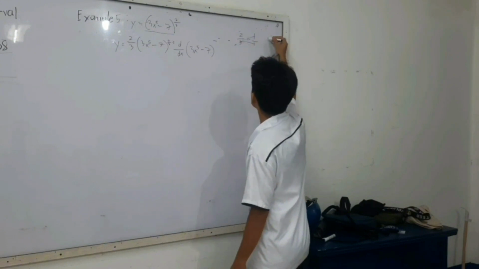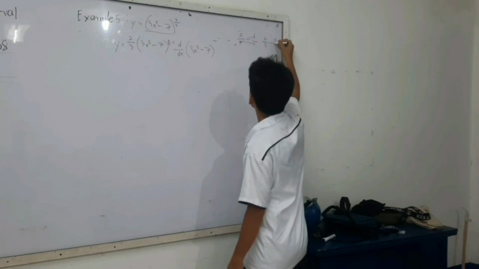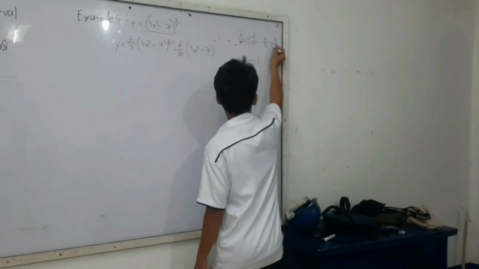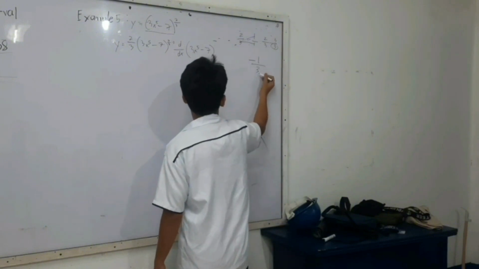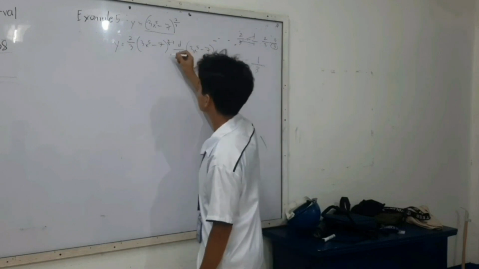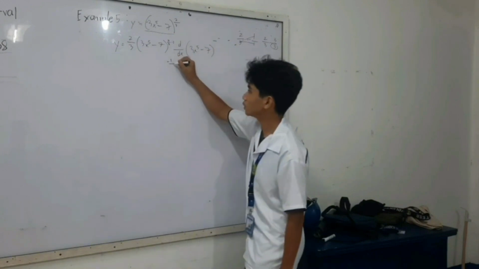Multiply this first. So, 2 over 3 minus 3 over 3. 3 minus 2 minus 3 is negative 1. Half in the denominator 3. Negative 1 over 3. So, negative 1 over 3.